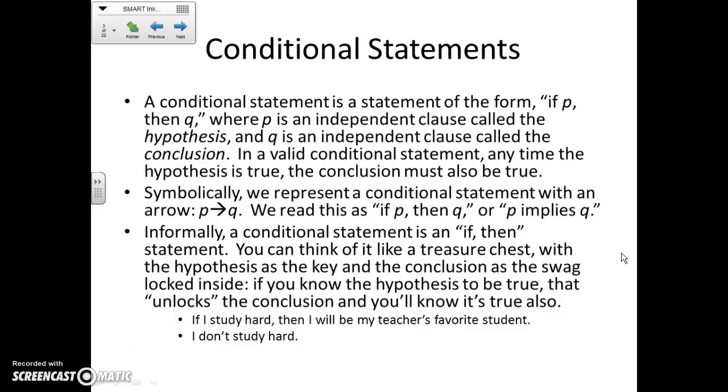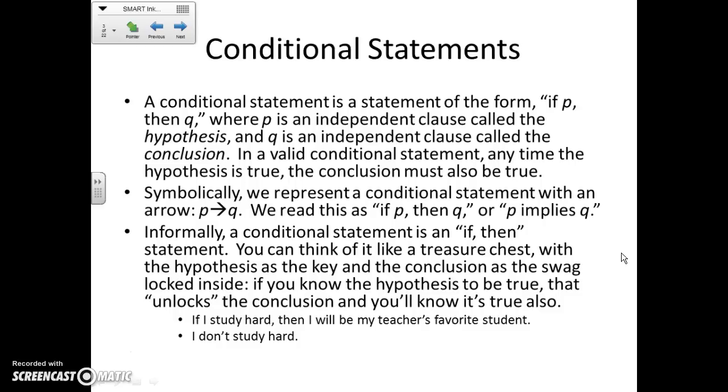And in order to evaluate whether or not a conditional statement is true, we first have to look at the hypothesis. If the hypothesis is not true, then we cannot decide anything about the conditional statement at all. Think about a treasure chest with the hypothesis as the key and the conclusion as the treasure locked inside. If you know the hypothesis to be true, that unlocks the conclusion, and then you'll be able to judge whether or not the statement is true.